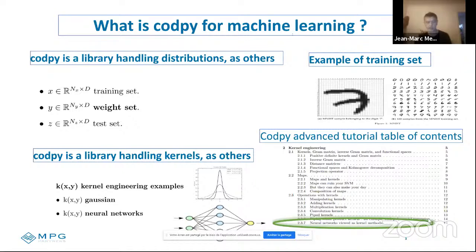And as Daniel quoted before, kernels are very, very versatile objects. You can sum them, you can multiply them, you can compose them, you can pipe them. It means that you chain them one after the other. You can compose them with a map. Indeed, we have a whole section of kernel engineering that allows us to adapt our kernel to a given problem.